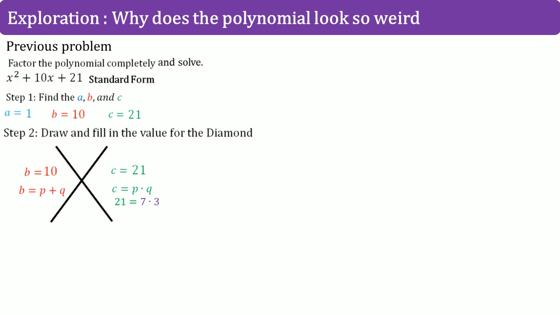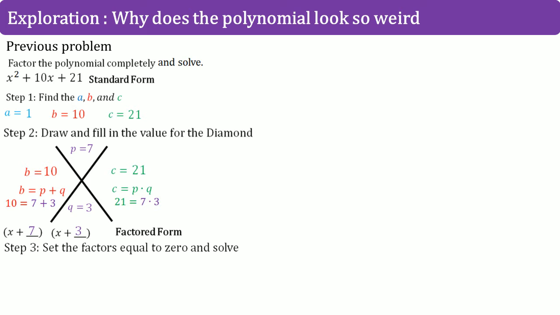7 times 3 equals 21, so that works. Then we check 7 plus 3, that equals 10, so that works. Therefore, our two terms are p equals 7 and q equals 3. Therefore, we say in factored form, it would be x plus 7 and x plus 3.